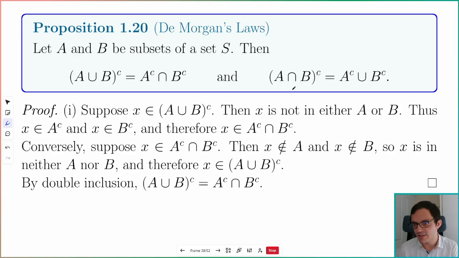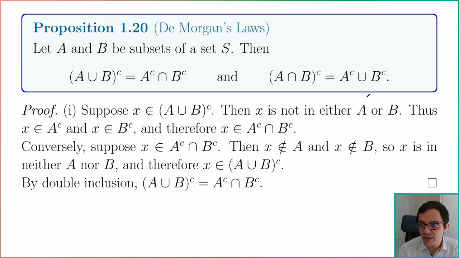And separately, there's this other law. If you're not in the intersection, well, that means you're not in both. So what's the problem? You're either not in A or you're not in B. Maybe you're in neither, maybe both, but union is permissive. Union allows both. Okay, so we're going to prove the first one with double inclusion on the screen here.